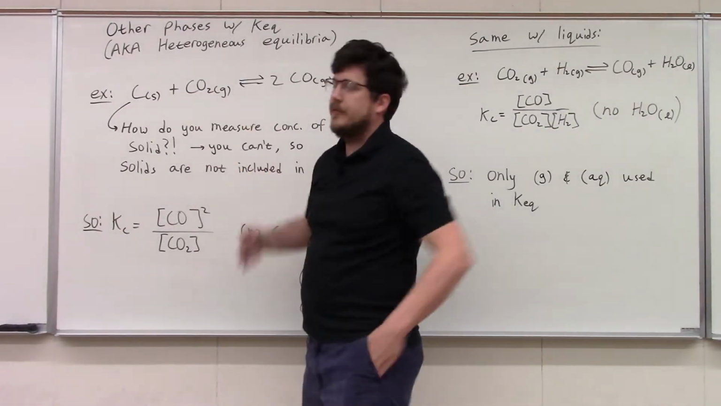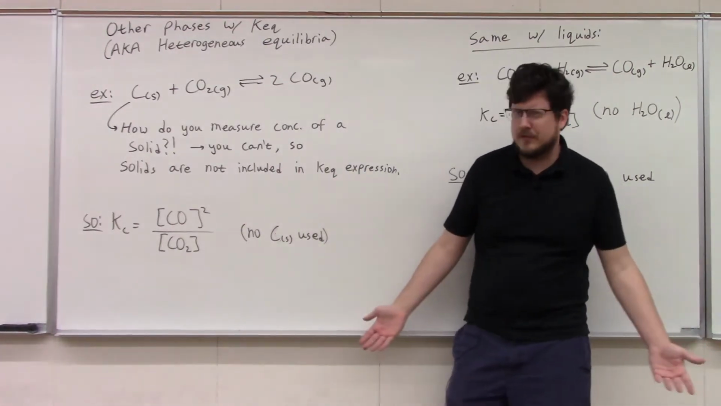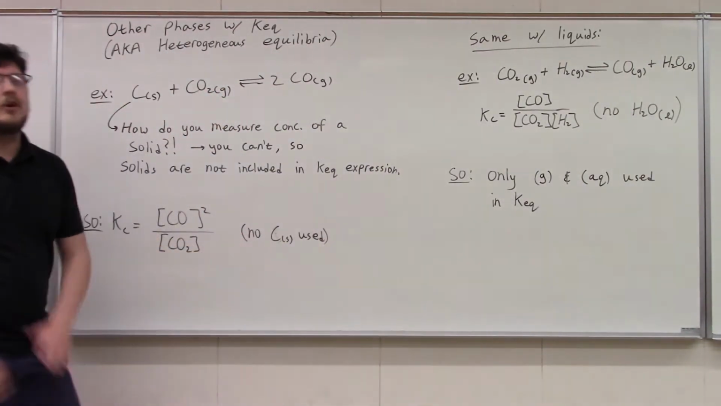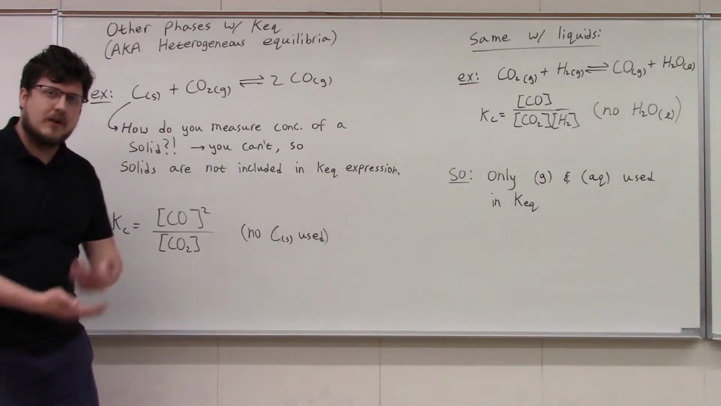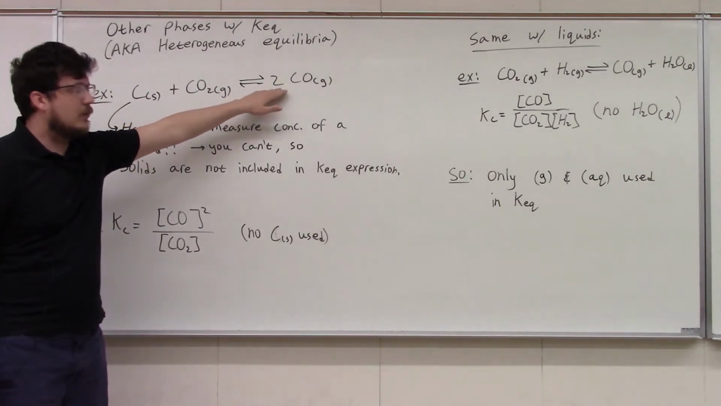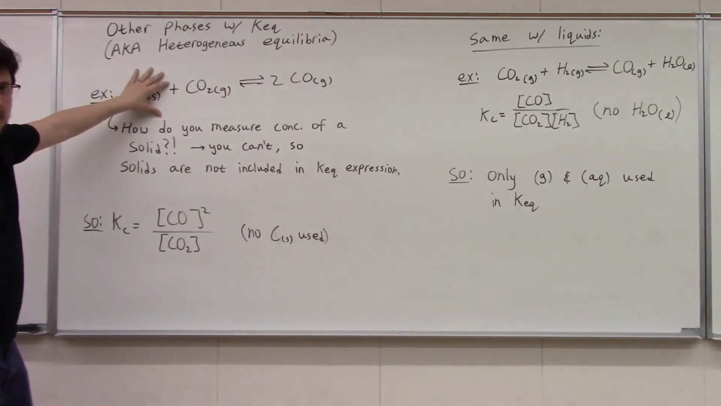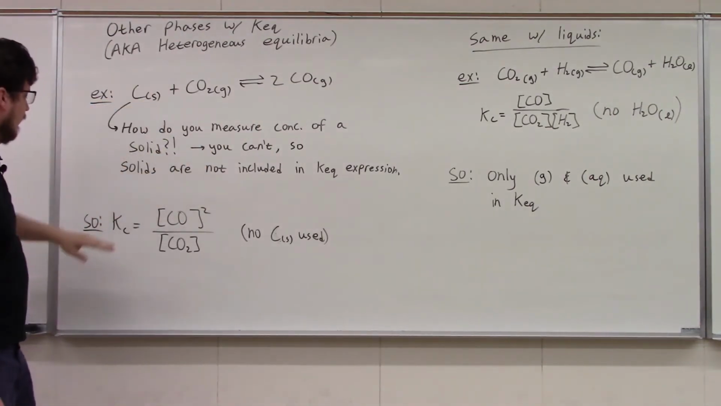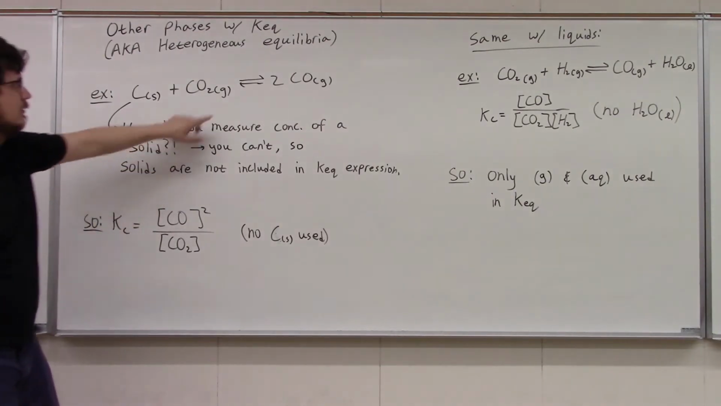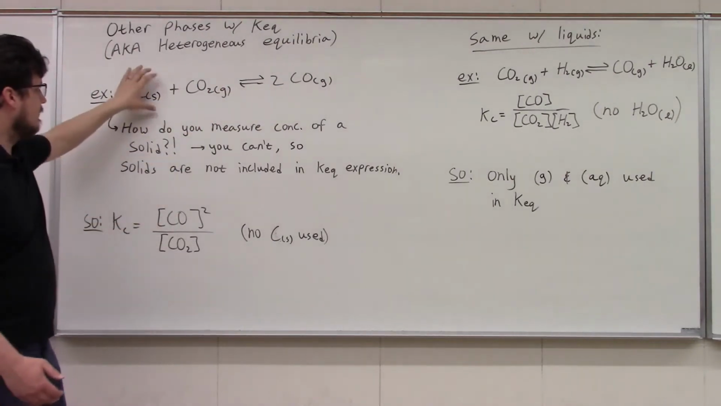But how do you get a concentration for a solid, right? We need concentrations for something like Kc, or how do you get a partial pressure for a solid? That doesn't make any sense, right? So the answer is we don't include it in the expression at all. So solids are not included. When we write the expression for this equilibrium constant for this reaction, carbon is not in that equilibrium expression. So if we write Kc, we go product squared over reactant to the power of 1. This guy doesn't show up.